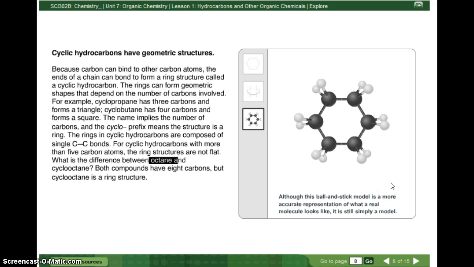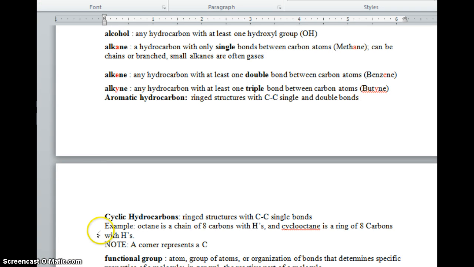Although this ball and stick model is a more accurate representation of what a real molecule looks like, it is still simply a model. So again, each carbon has 1, 2, 3, 4 bonds to it. Under cyclic hydrocarbons, I added an example. Octane is a chain of 8 carbons with hydrogens, and cyclooctane is a ring of 8 carbons with hydrogens. Note a corner on a ring represents a carbon atom.